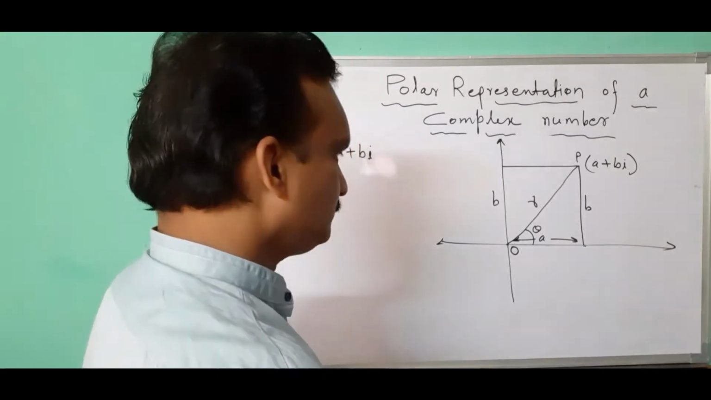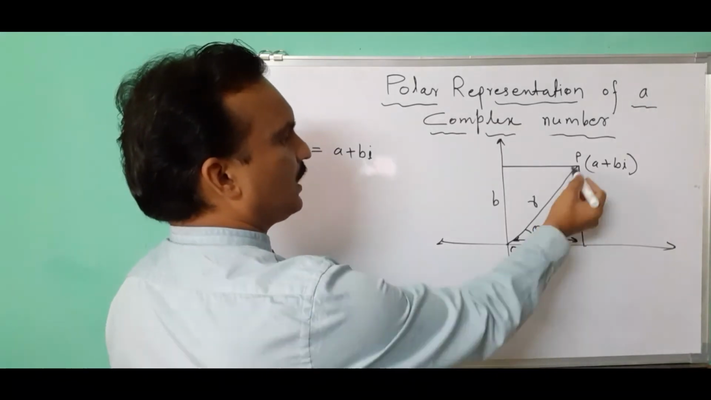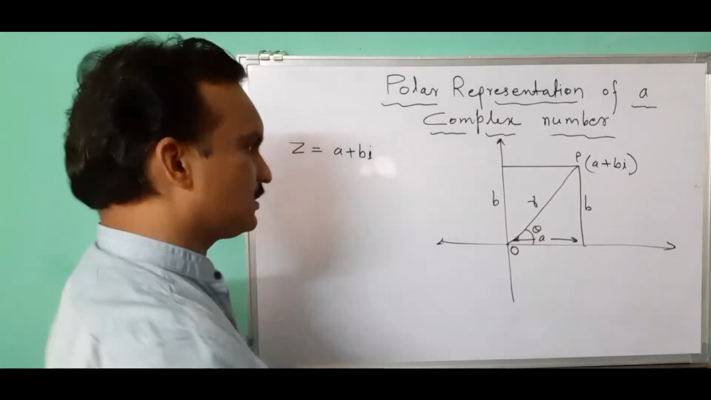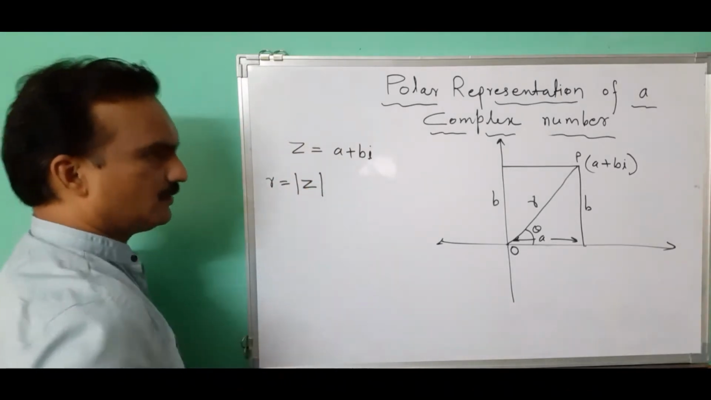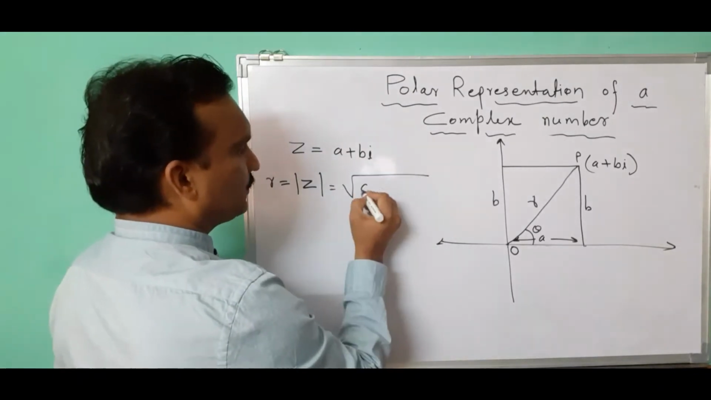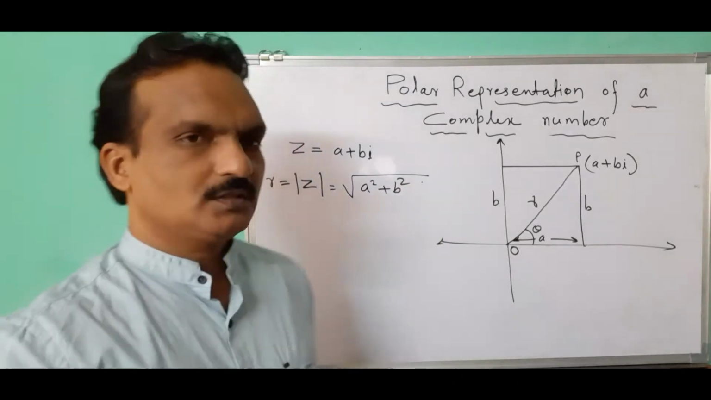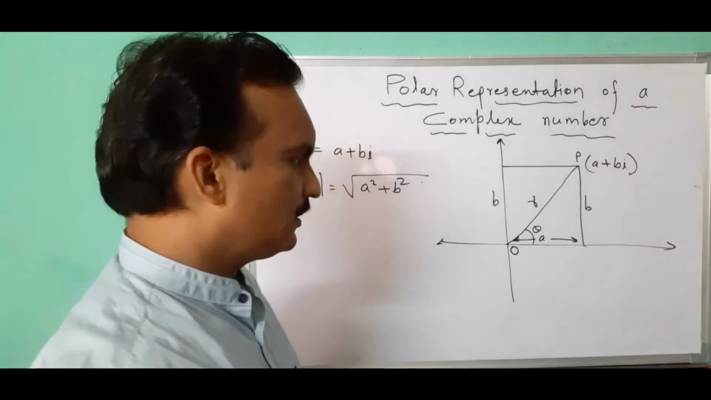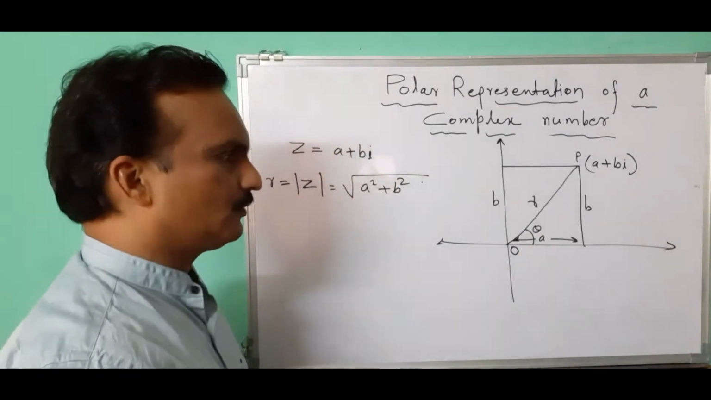Then we can find out the value of r, because you know r is nothing but modulus of z, okay, which is given by square root of a square plus b square. This is our r. Now the value of theta we can calculate like this.